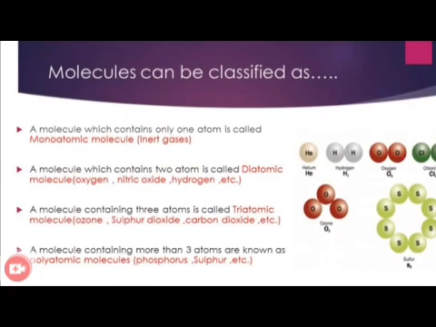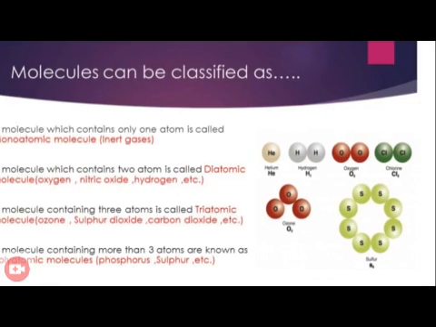Last one, a molecule containing more than three atoms is known as a polyatomic molecule. For example, phosphorus P4, sulfur S8. In sulfur S8, the sulfur atoms are present in number 8. Eight atoms are present in sulfur. Phosphorus P4 means phosphorus atoms are present as 4 atoms. That is, a molecule with more than 3 atoms is represented as a polyatomic molecule.